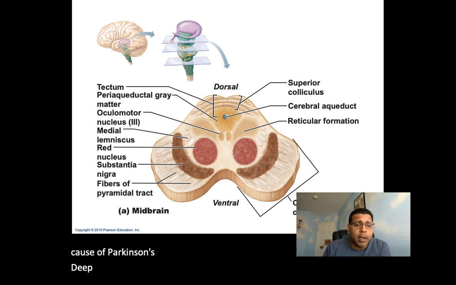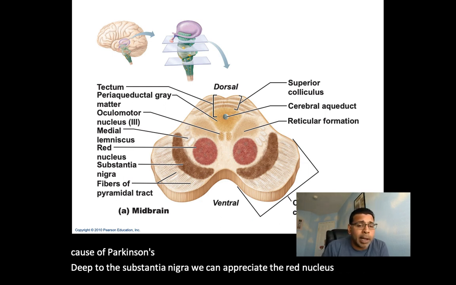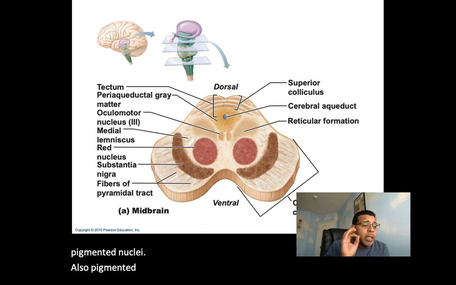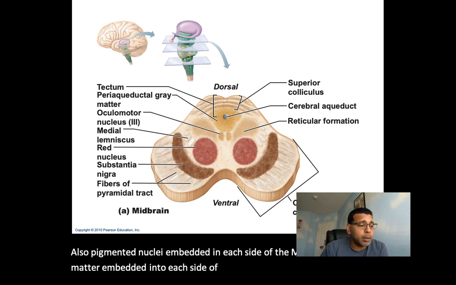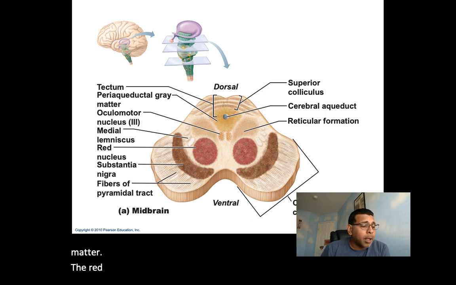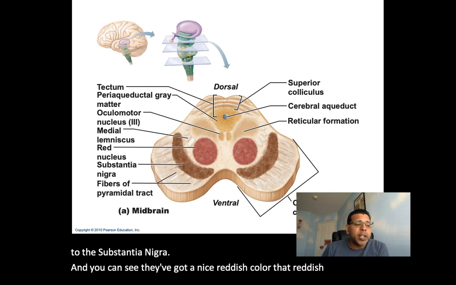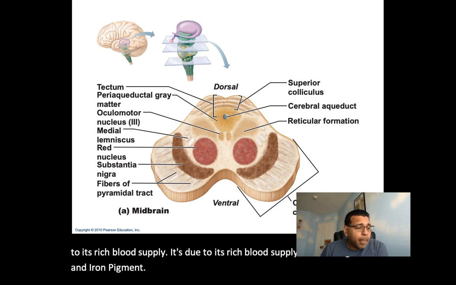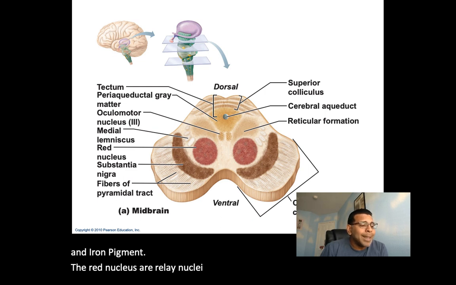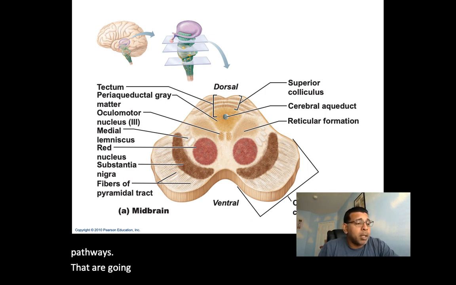Deep to the substantia nigra, we can appreciate the red nucleus. The red nuclei are also pigmented nuclei embedded in each side of the midbrain's white matter. The red nucleus lies deep to the substantia nigra, and you can see they've got a nice reddish color. That reddish color is due to its rich blood supply and iron pigment. The red nuclei are relay nuclei in descending motor pathways that affect limb flexion.